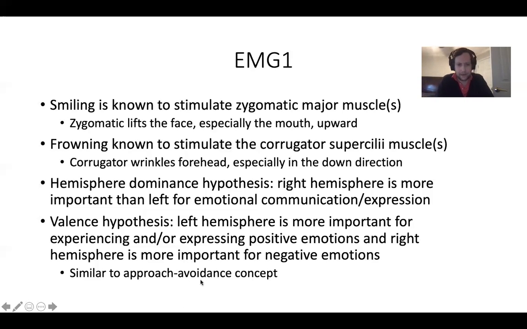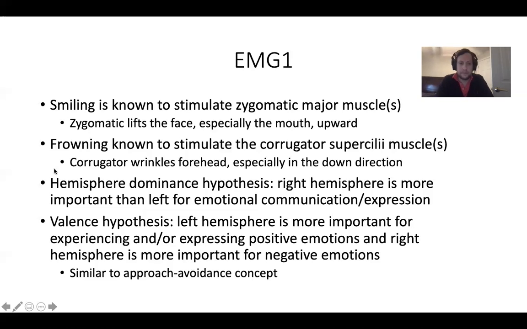I'm adding this stuff about approach and avoidance because I see this talked about in a lot of social psychology textbooks and courses, so I imagine some of you are somewhat familiar with this concept. Approach is generally thought to be positive emotion, avoidance generally thought to be negative emotions. So according to the valence hypothesis, the left hemisphere is more important for experiencing, communicating and expressing positive emotions, while the right hemisphere is more important for communicating, expressing, and perceiving negative emotions.